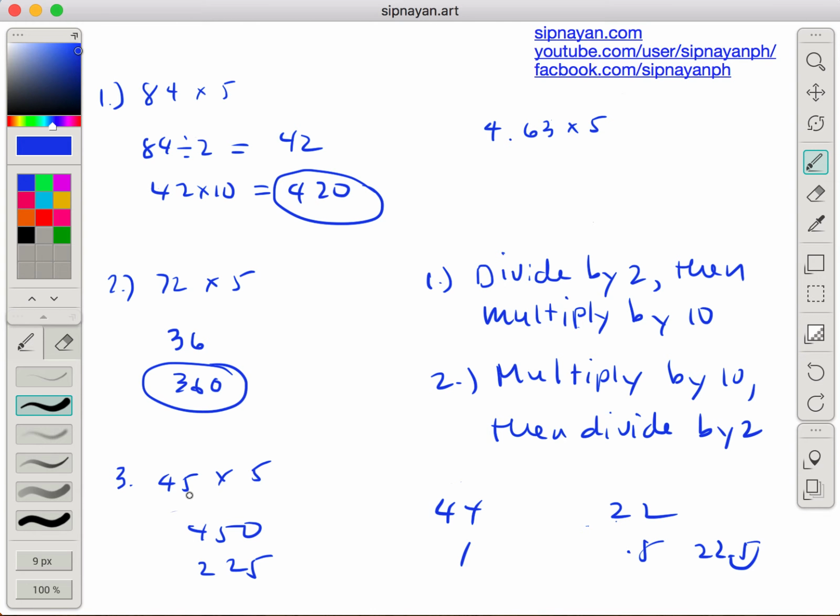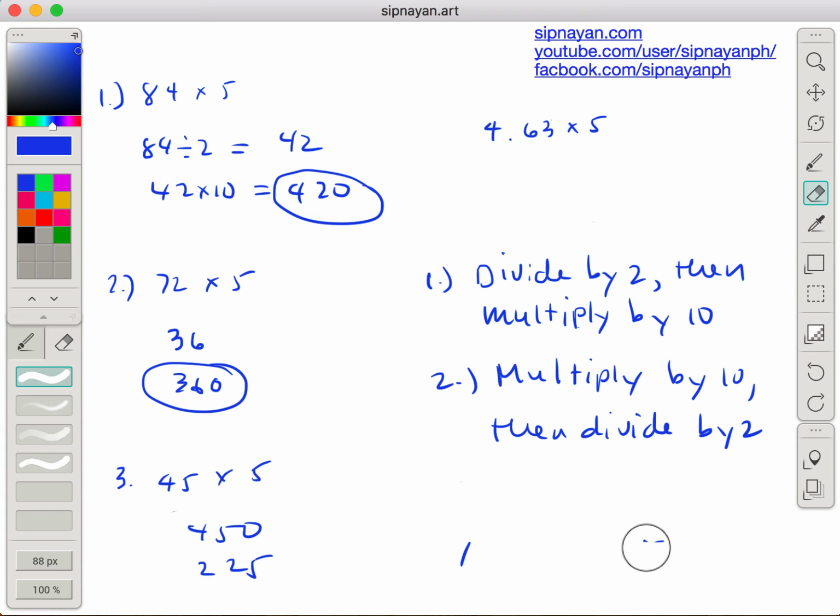But I think for number 3, ito yung method ang mas madali. Mag-multiply mo na ng 10, 450. And then divide by 2. Next, number 4, 63 times 5. I prefer method 2. So, multiply by 10, 630. And then 630 divided by 2. Yung 600, 300, di ba? Tapos yung 30, 15. So, 315.